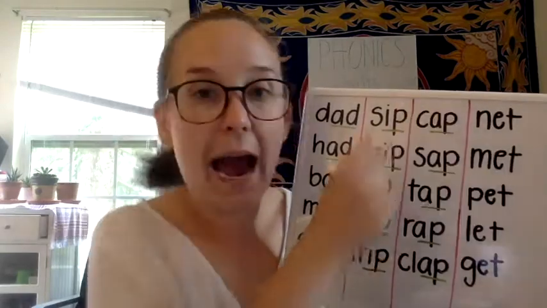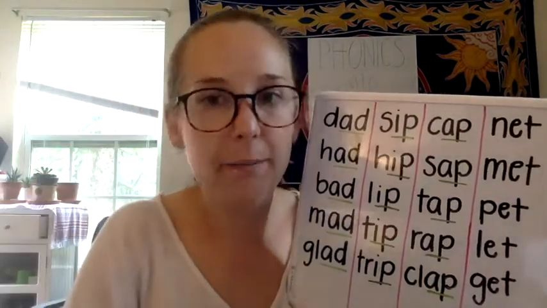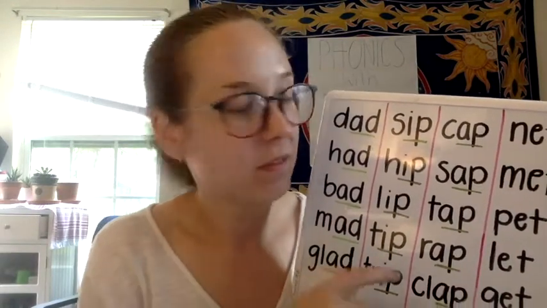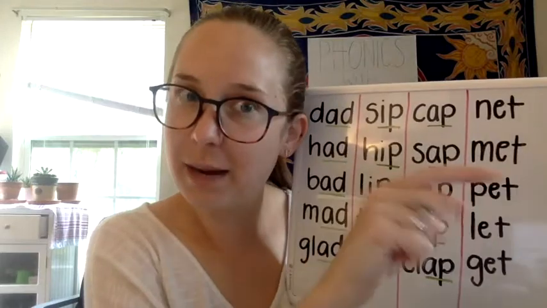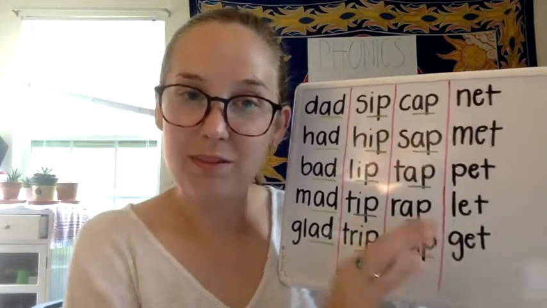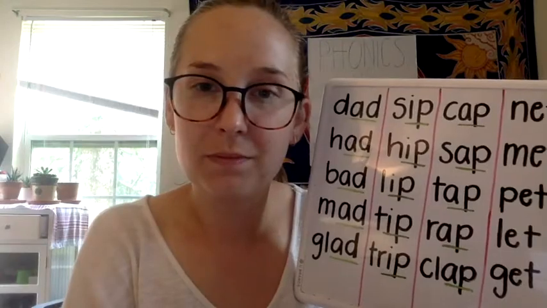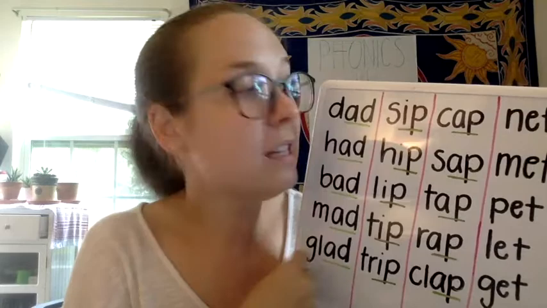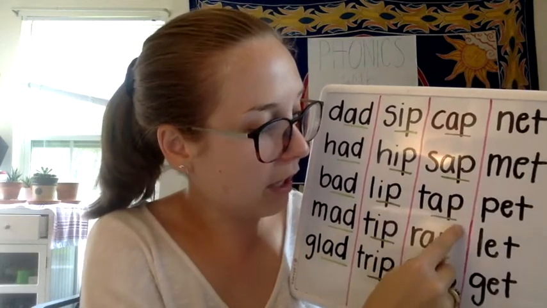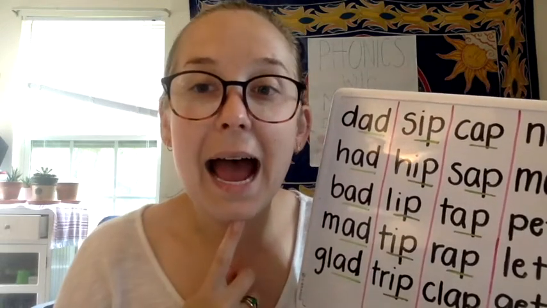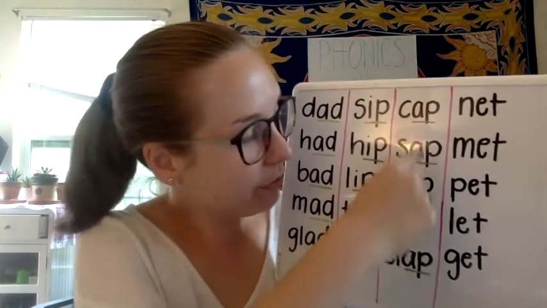We have cap, like a baseball cap. We have sap, the stuff inside of a tree that's sticky. We have tap, if I tap you on your shoulder. We have rap, like some of you guys like to listen to rap music. And we have clap, clap, okay? And so the same thing with all of these, like we talked about with these two columns. These all have the same pattern at the end, right? All of these words end in AP, which makes ap, right? All of these words end in AP.